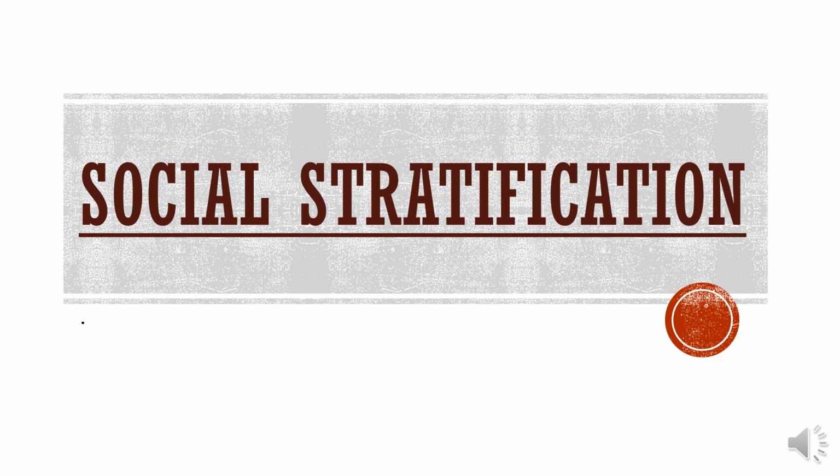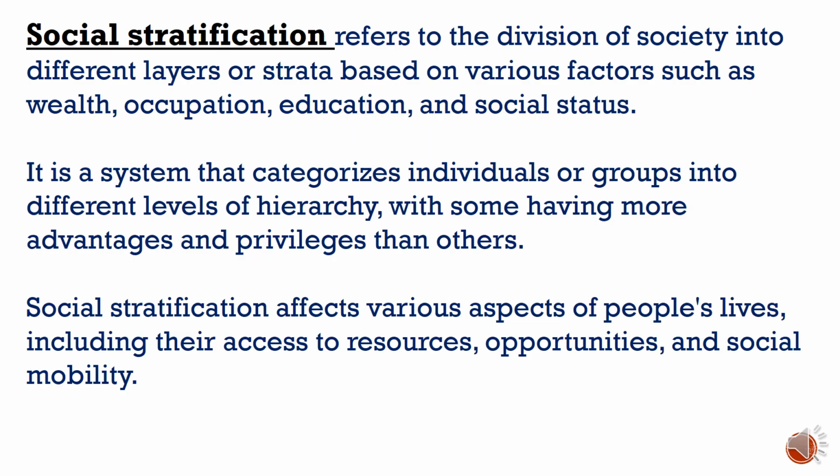Let's go through the concept of social stratification. Social stratification refers to the division of society into different layers or strata based on various factors such as wealth, occupation, education, and social status. It is a system that recognizes individuals or groups into different levels of hierarchy, with some having more advantages and privileges than others. Social stratification affects various aspects of people's lives, including their access to resources, opportunities, and social mobility.